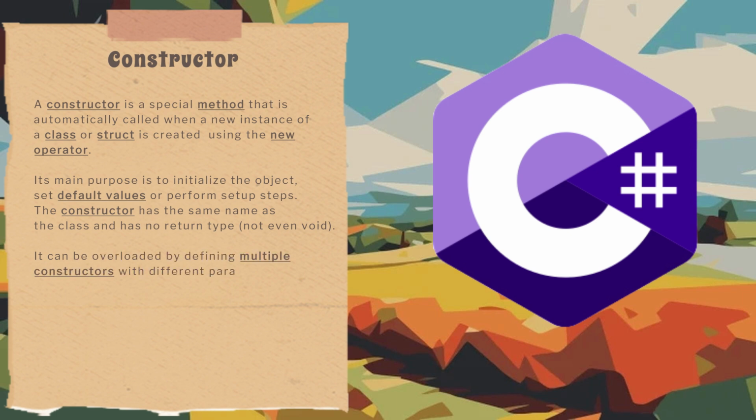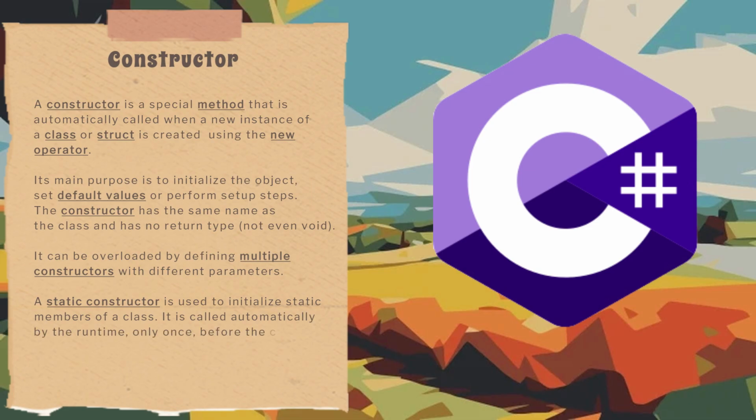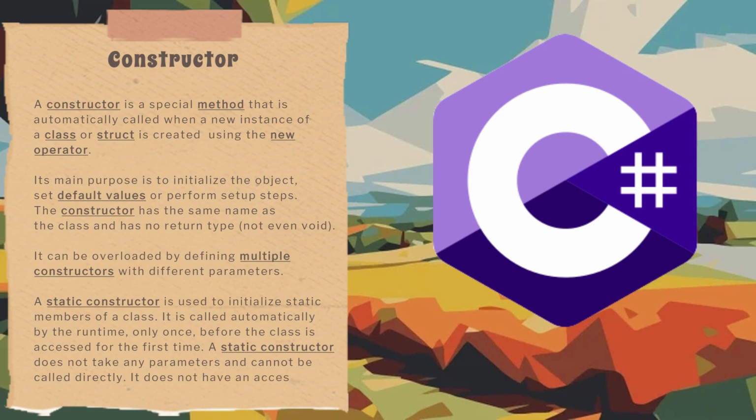A static constructor is used to initialize static members of a class. It is called automatically by the runtime only once, before the class is accessed for the first time. A static constructor does not take any parameters and cannot be called directly. It does not have an access modifier and always uses the static keyword.